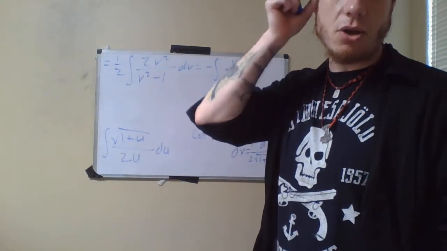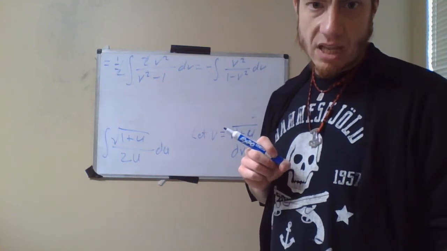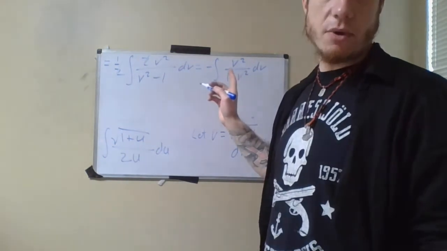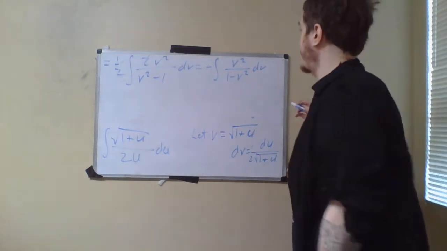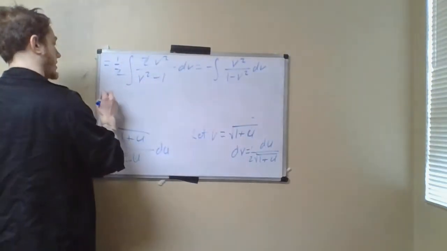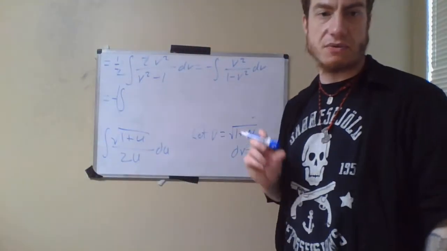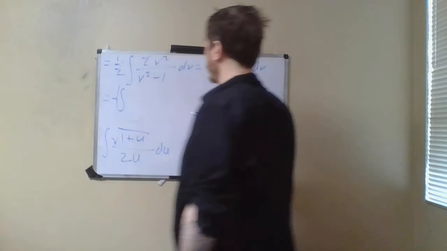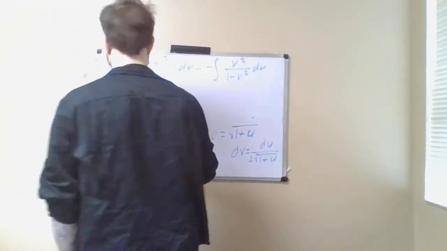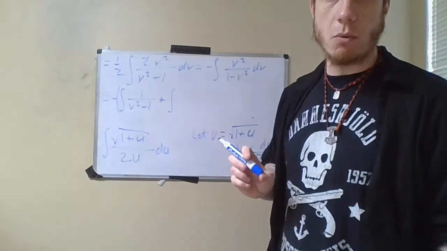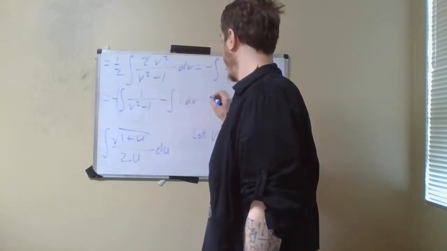And then we can say that this integral is going to become the same thing as negative of this whole big mess of stuff. This is going to be the integral of 1 over v squared minus 1, plus, minus the integral of 1 dv.